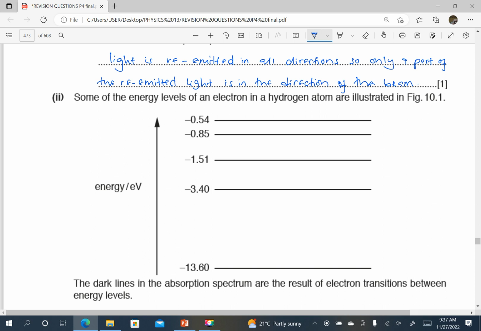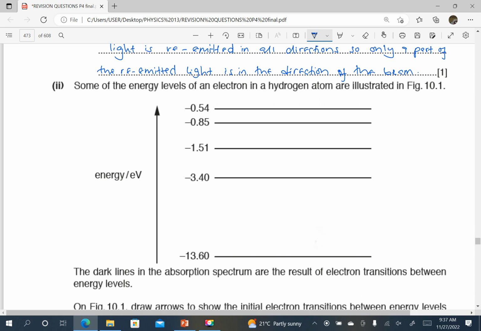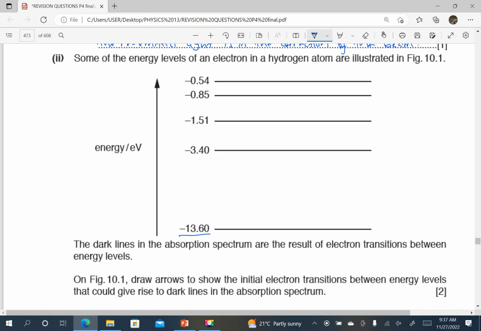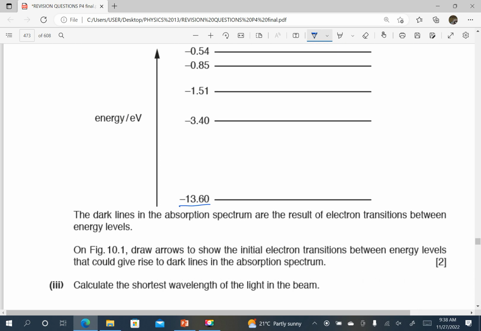Some of the energy levels of an electron in a hydrogen atom are illustrated here. Those are the energy levels of an electron. Of course, remember negative 13.6 is the ground state, the lowest energy possible for an electron in a hydrogen atom. The dark lines in the absorption spectrum are the result of electron transitions between energy levels. On the figure, draw arrows to show the initial electron transitions between energy levels that could give rise to dark lines in the absorption spectrum. So they have told us light is in the range.